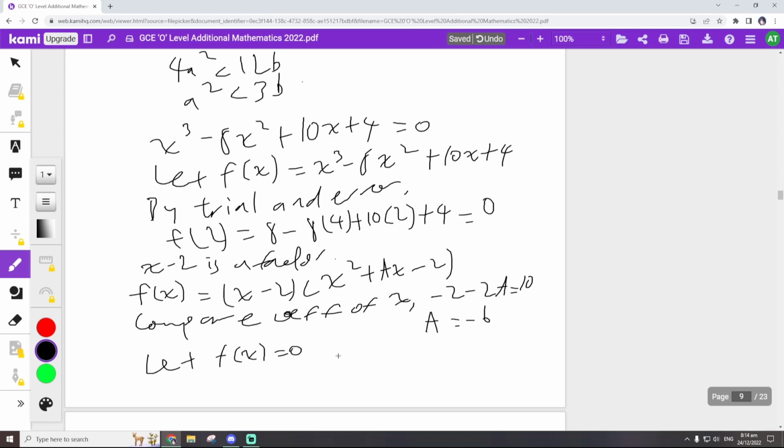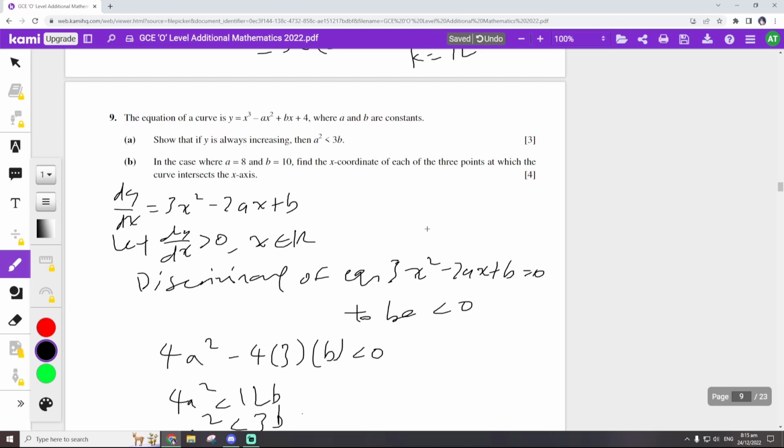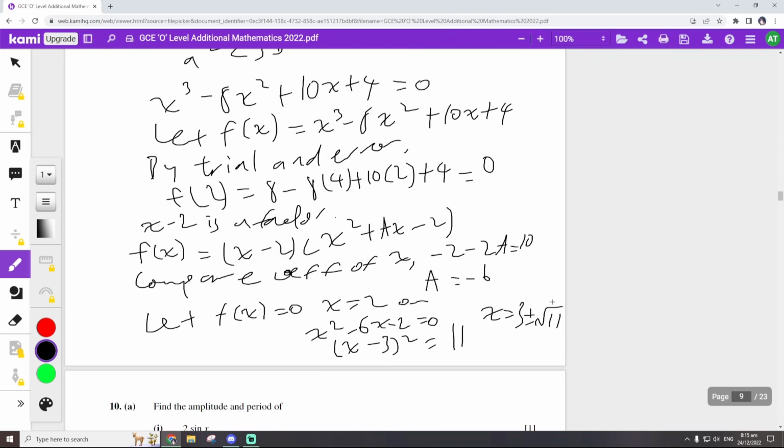Let f(x) equal 0, then x equals 2, or x squared minus 6x plus 2 equals 0. Or minus 2 rather, sorry. (x minus 3) squared is x squared minus 6x plus 9, minus 11. So x is 3 plus or minus root 11. Those are the other two roots. Although the question did not actually say exact, so I think if you put it as a decimal, they will accept. But since it's quite a nice surd form, you can leave it as that as well.